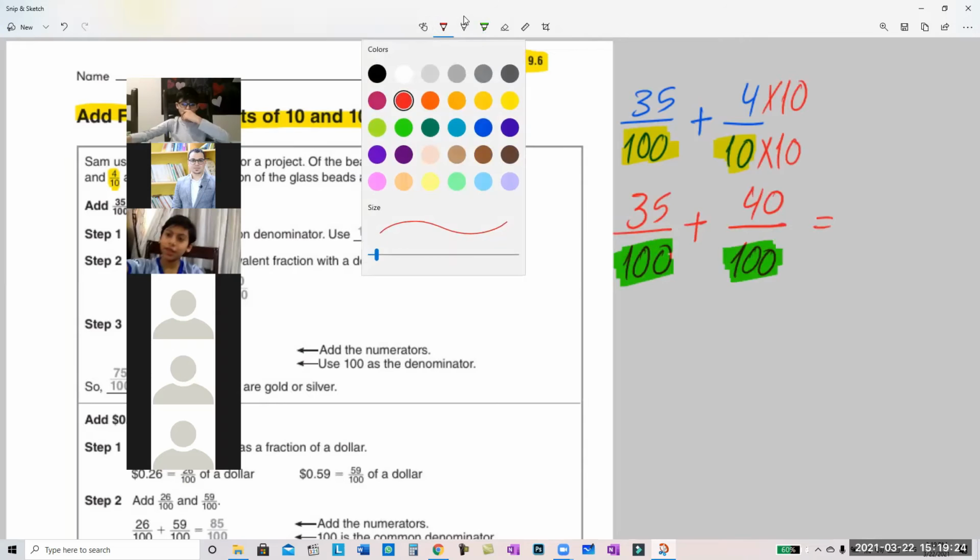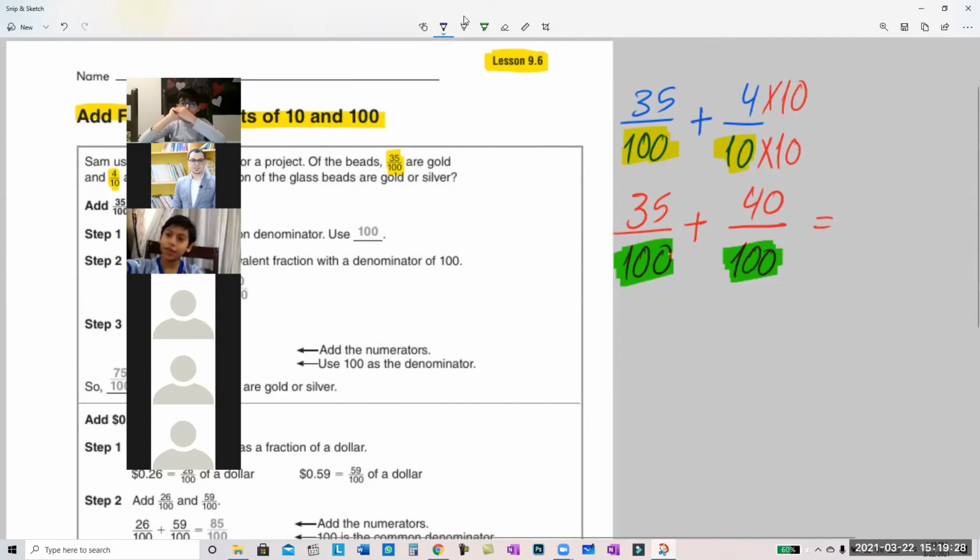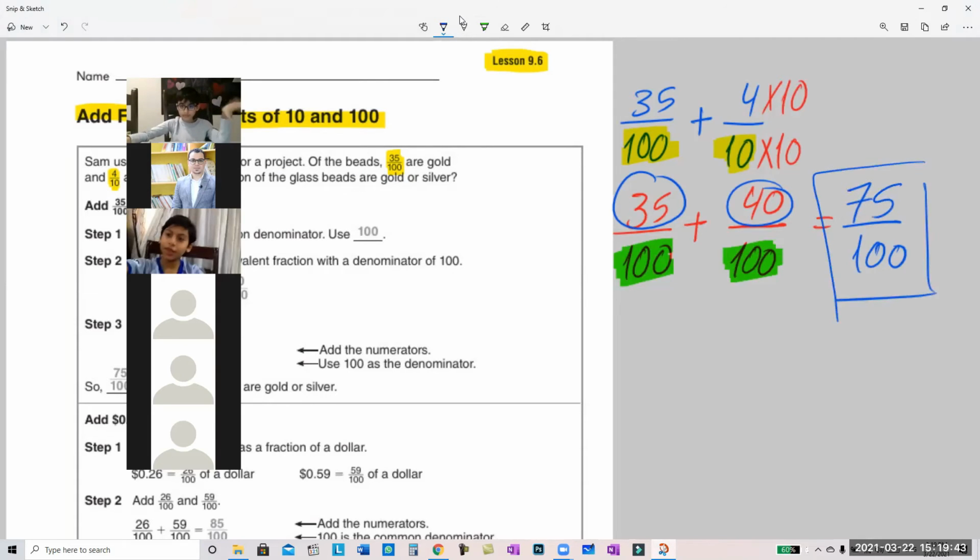So firstly, as we all know, if you want to add two fractions, keep the same denominator first, and then add the two numerators. So 35 plus 40 equals 75. So that's our answer.